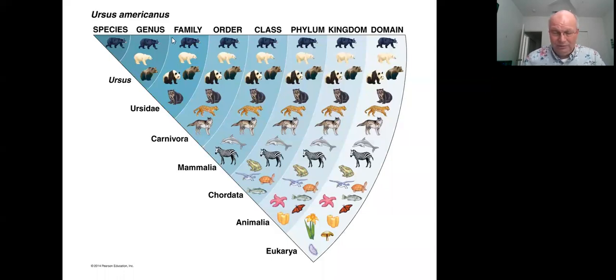All genera, which is the plural of genus, that share a common ancestry are grouped into a family. All families that share a common ancestry are grouped into an order. All orders that share a common ancestry are grouped into a class.